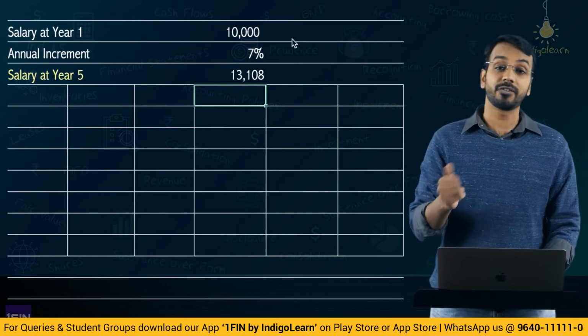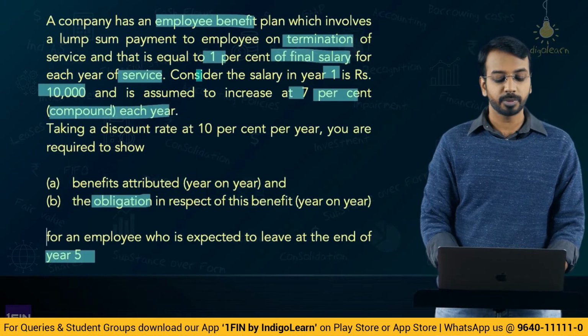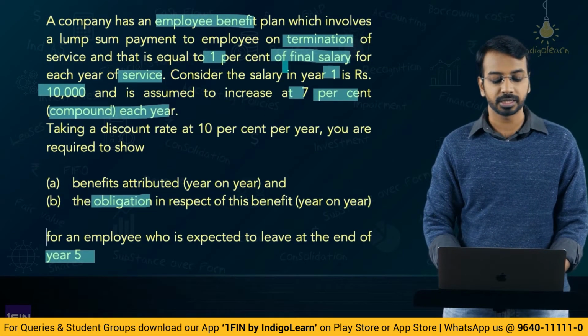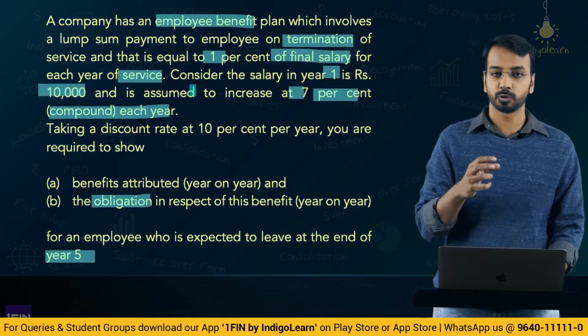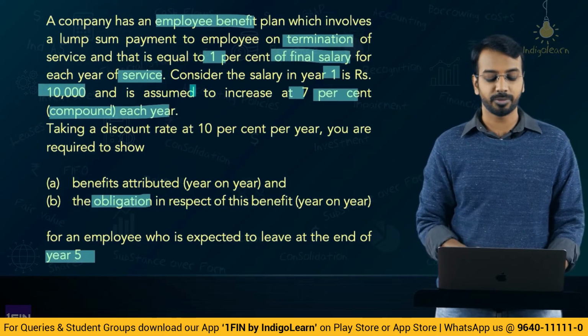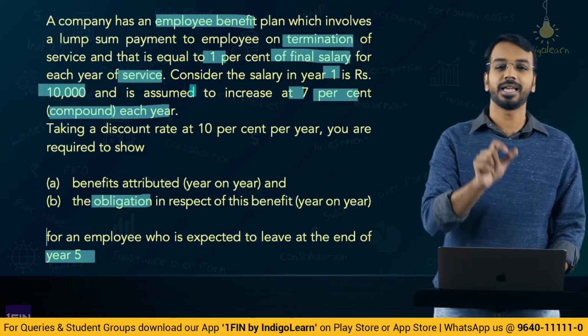Now, what is the benefit payable? That is what is important. Benefit payable is equal to 1% of final salary for each year of service. So, here what does this 1% of final salary mean? Means 1% of the final salary that you have arrived at.